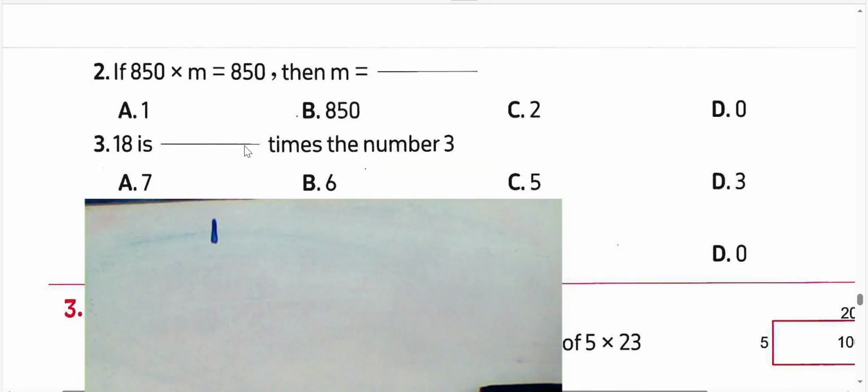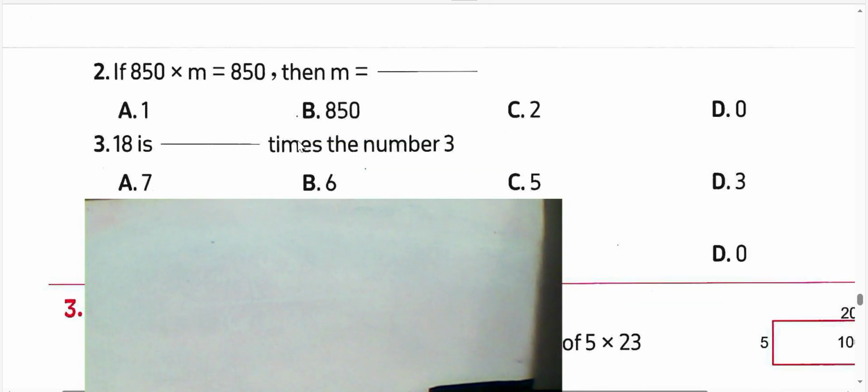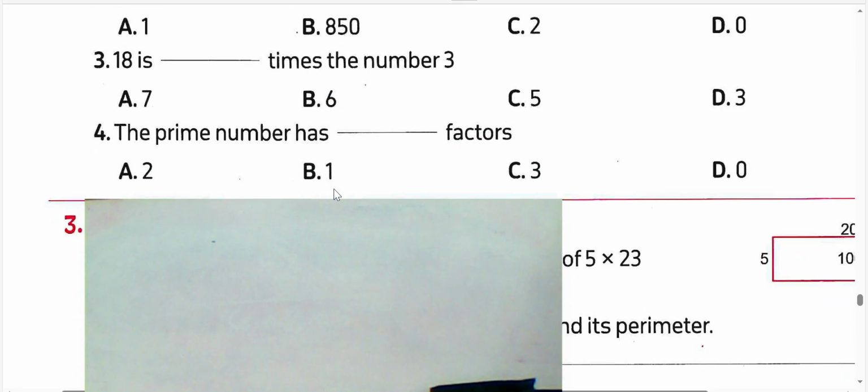Next question. 18 can be divided by what? 18 can be divided by 3. 18 divided by 3 equals 6. And 18 is 6 times the number 3 because 3 times 6 equals 18. Choose letter B.